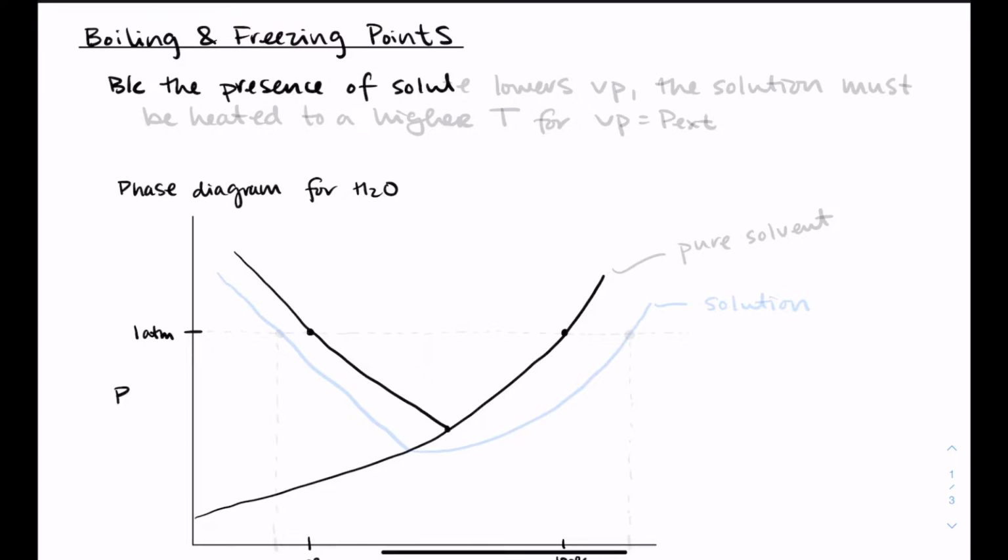And so let's show this on a phase diagram. So I'm going to put the phase diagram for water on here. Right, pressure versus temperature. At 1 atmosphere, I've got my normal freezing point and my normal boiling point marked.